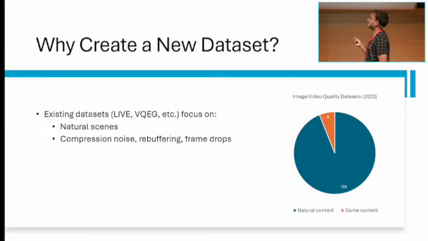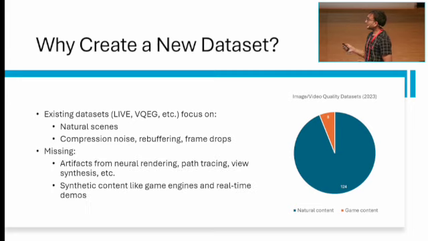Like I described earlier, existing data sets like from the LIVE group or VCAG group focus mostly on natural scenes and compression noise. And when I surveyed all the data sets and metrics 2 years ago, about 132 papers, 124 of them were on natural content, and only 8 consisted of video game videos. And even then, they only focused on compression artifacts.